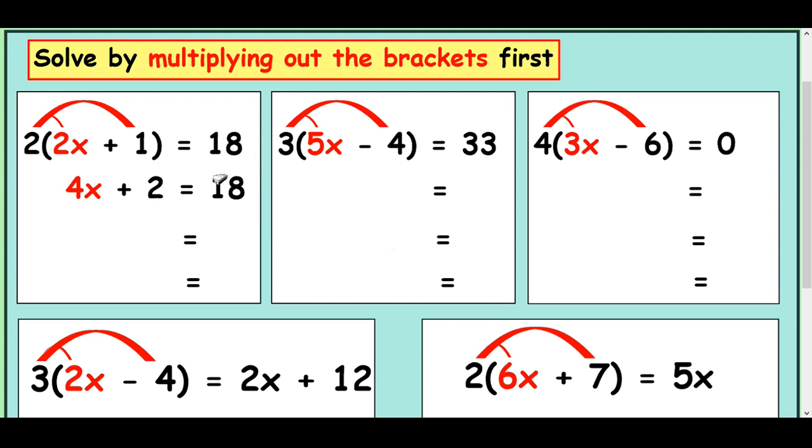Nothing's happening over here to 18. We now want to take away the 2 from both sides, which is going to leave us with 4x equals 16. Divide by 4 to finish, x is 4.